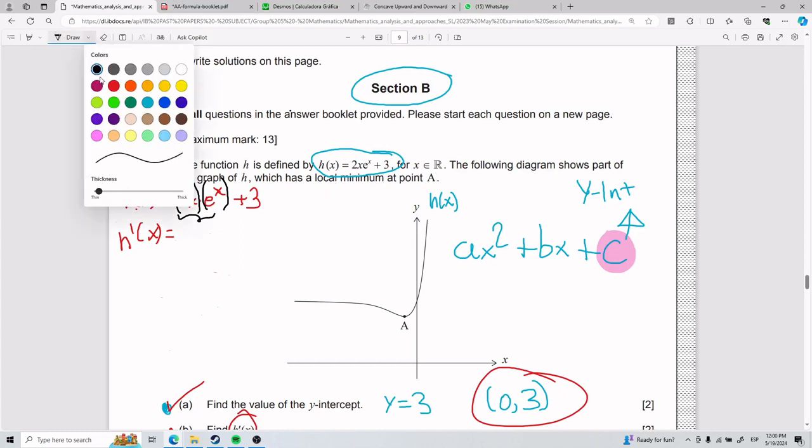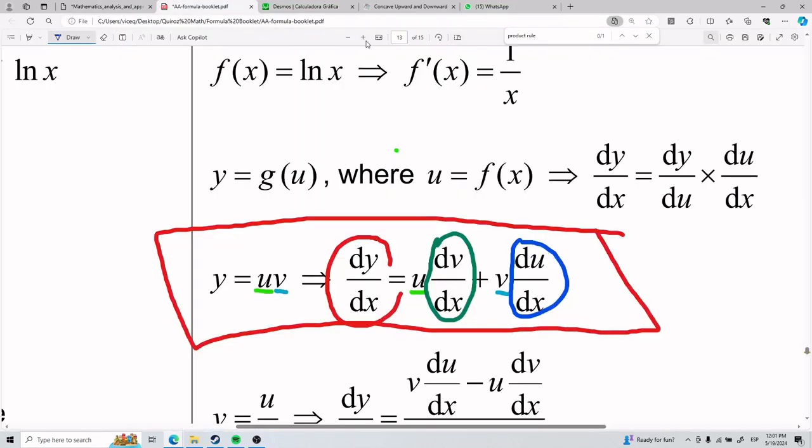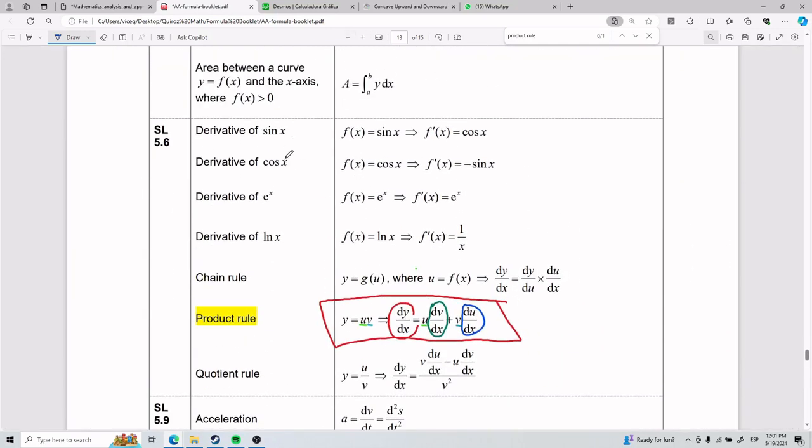And so on the one hand, you will first leave 2x untouched and multiply it by the derivative of e to the power of x. Now, what is the derivative of e to the power of x? You can know it by heart, or you can just use the formula booklet.